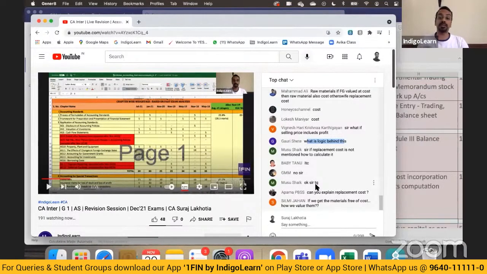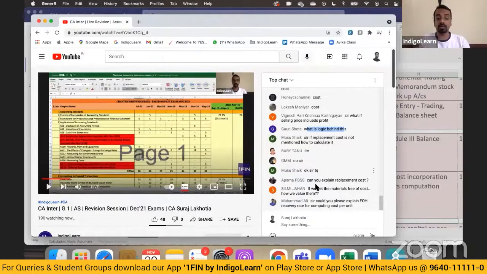So if you get materials free of cost, then there will not be any value attached to it. You may value it at nominal value, let us say 1 rupee kind of a thing. Because accounting standards per se do not follow fair value approach.